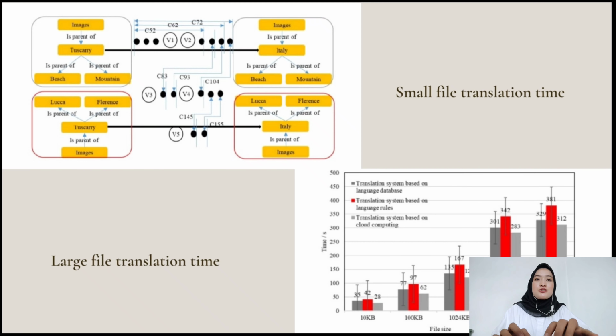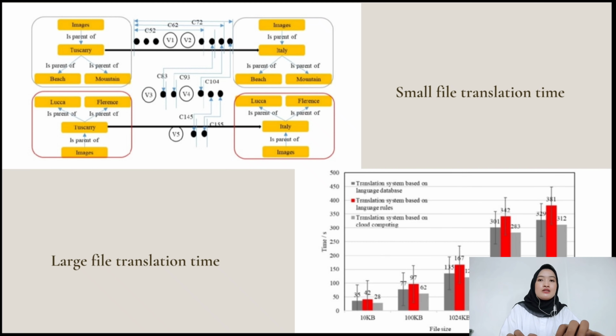From the translation time for small files we can see that when the processed file is 10, the translation time of the computer translation system based on language database, the translation system based on language rules and the machine translation system based on cloud computing are all 25 seconds. As the number of translated files increases, it increases in a linear fashion.